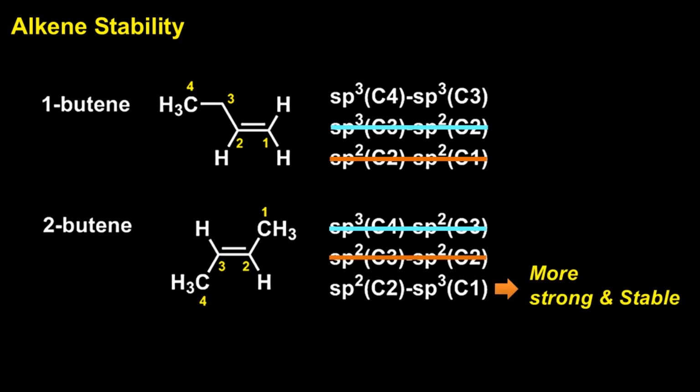Now, if we remove the carbon-carbon bonds that are the same in both molecules, we're left with one key difference. In 1-butene, what remains is an sp3-sp3 bond. In 2-butene, it's an sp2-sp3 bond. And since sp2 orbitals have more s character, that means the bond in 2-butene is shorter, stronger, and more stable. So overall, we can say that 2-butene is just a bit more stable.